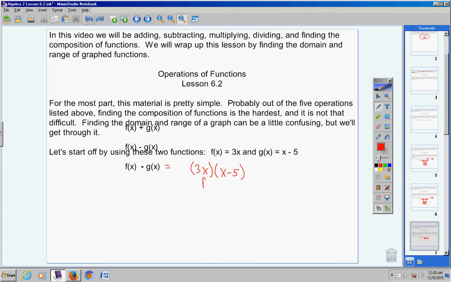And by the way, just so you know, let me stop and say something. You see all these notations here.